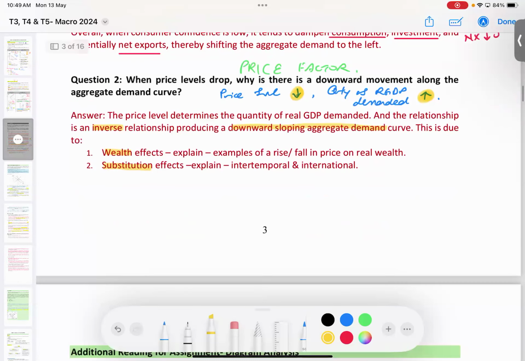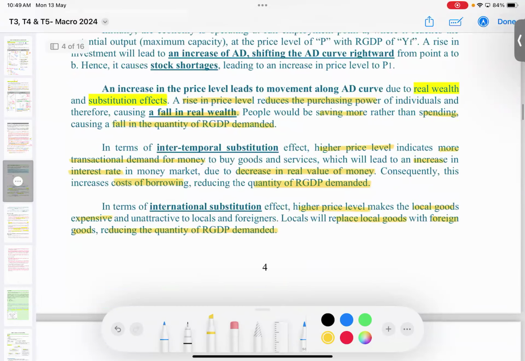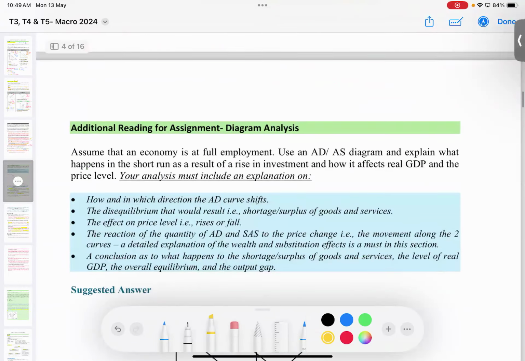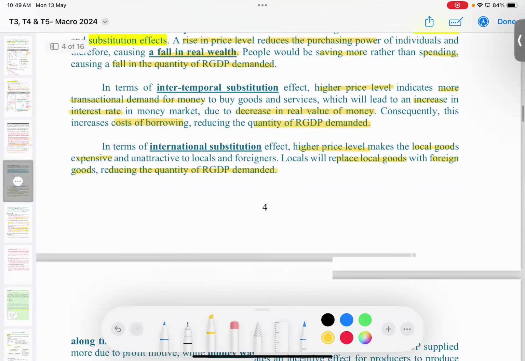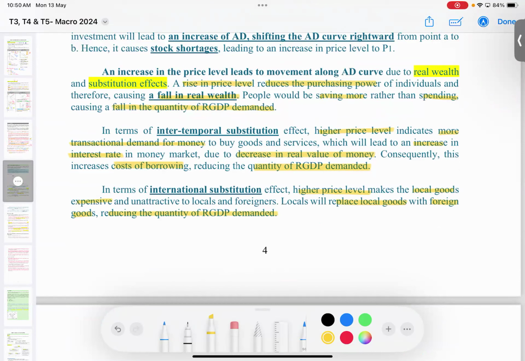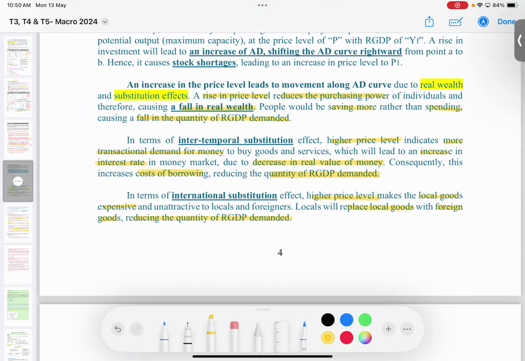Okay, you scroll down a bit first. This one I want to show you because you will need this for assignments. I purposely put this additional reading here for assignments. So you can mirror the answers when you write your diagram analysis. This one is about price level going down, but here I say a rise in price level, so you modify it.